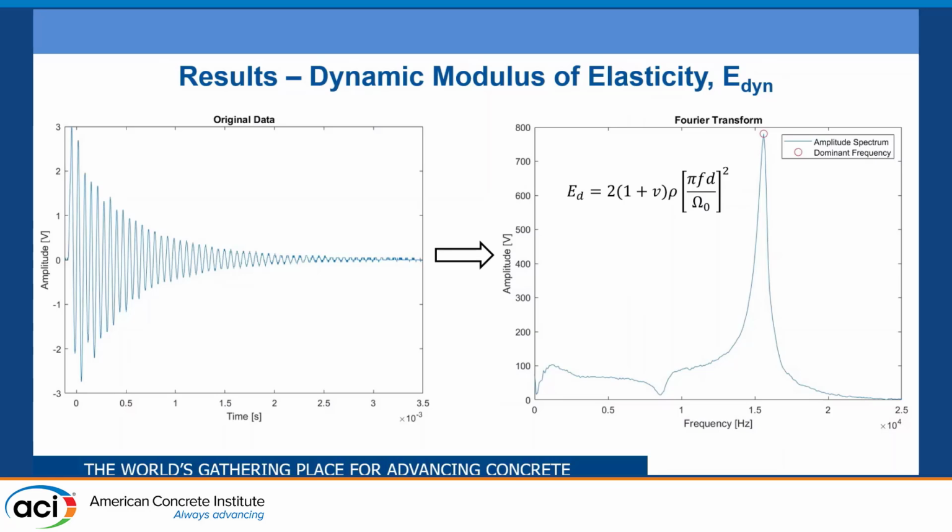In the left figure, that is time versus amplitude, we have the signal that we received from performing the test. After putting this signal through the fast Fourier transform, what we obtain is the figure on the right, that is frequency versus amplitude. What we're looking for in this figure is the frequency where the amplitude is at its maximum. This is one of the parameters that we need to calculate the dynamic modulus of elasticity. Along with the Poisson's ratio, density, diameter, and omega 0, we can calculate this parameter.